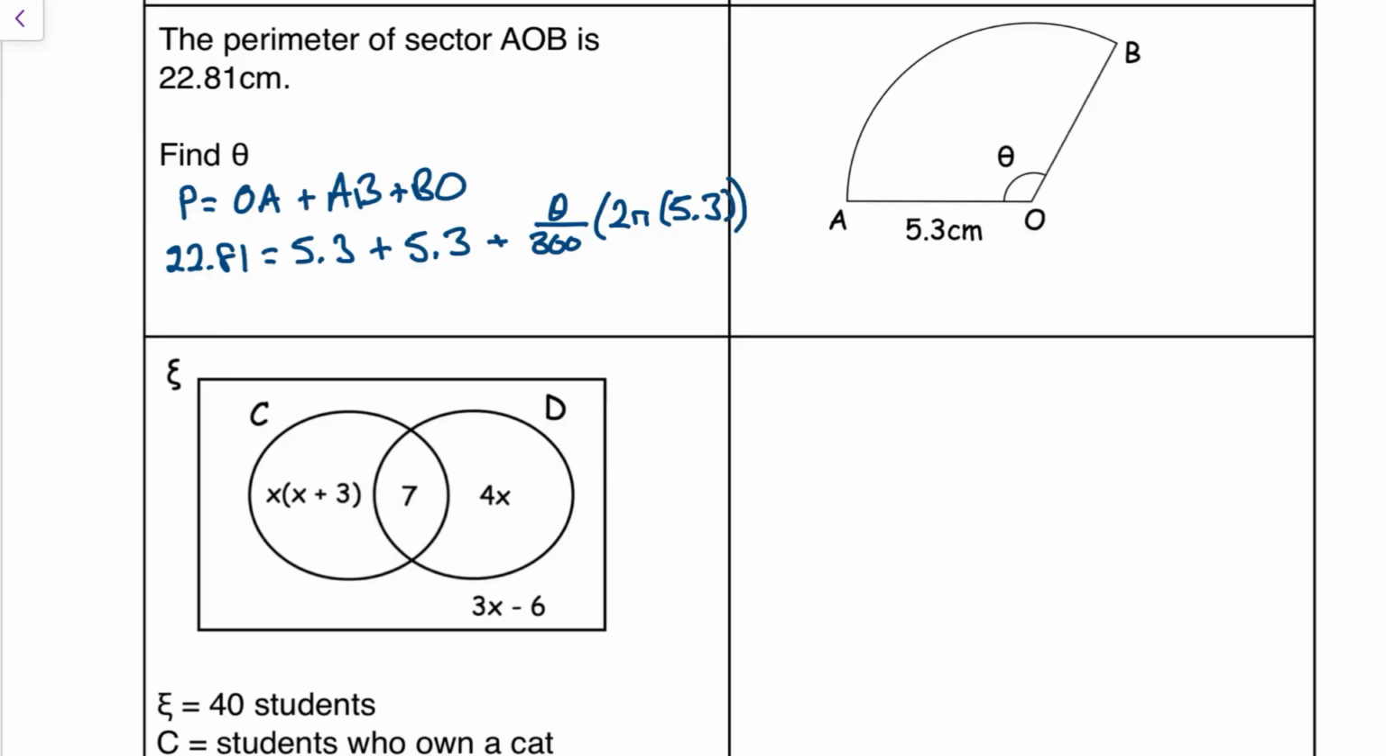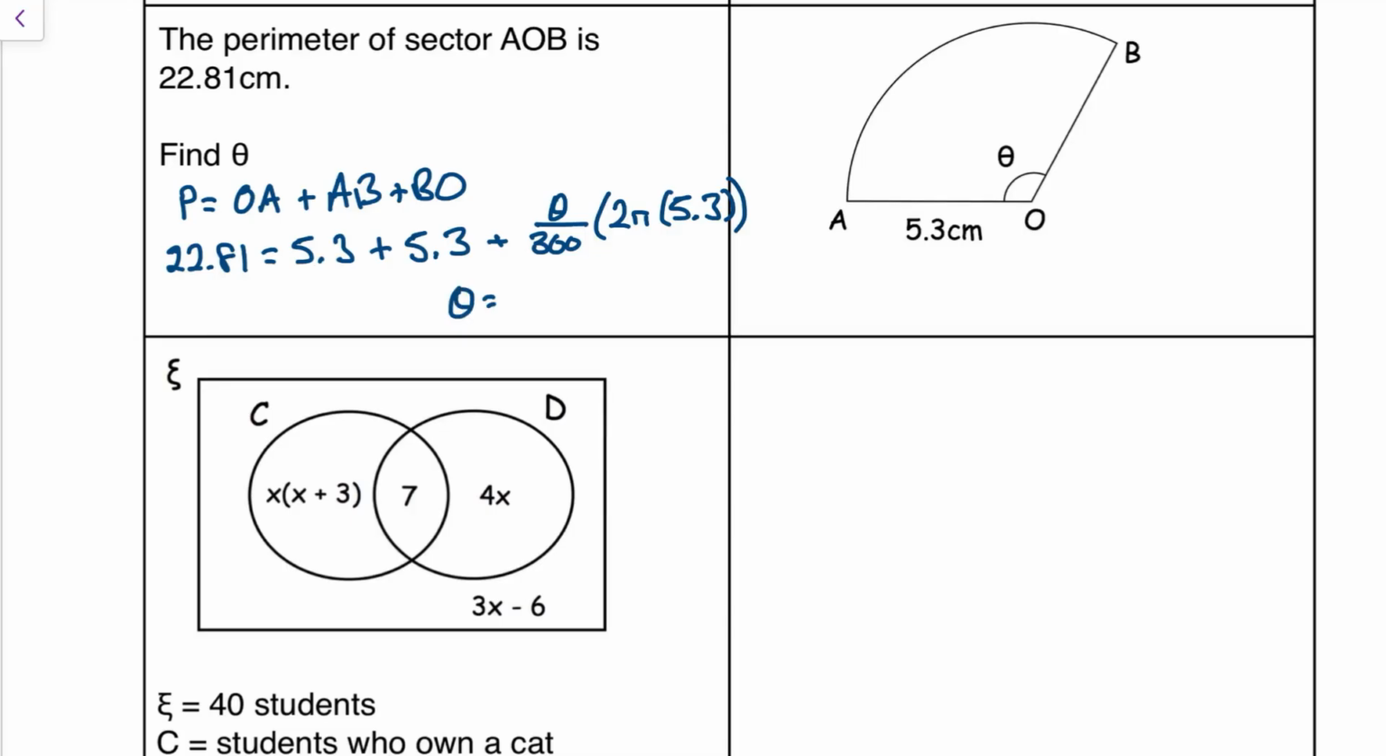Which means I have one equation, it's a bit messy, and one unknown, and then I just need to solve it. So if we take away 10.6 on both sides, and then we divide by, or actually multiply by 360 over 2 pi times 5.3, that's what I'm doing. But let's write that out, because that's not the easiest thing.